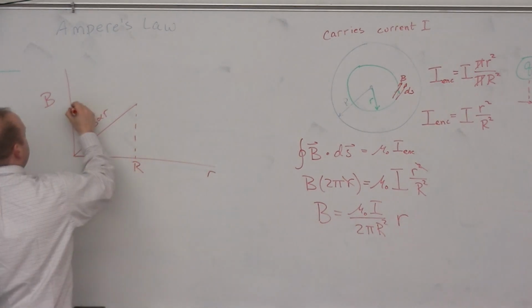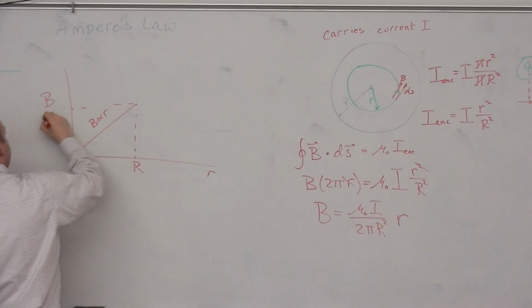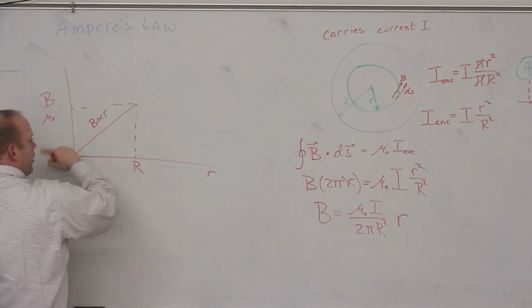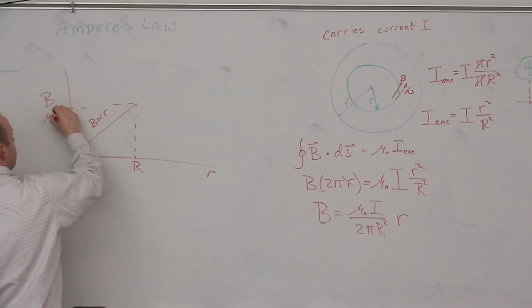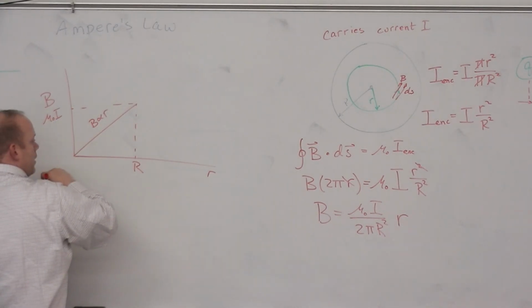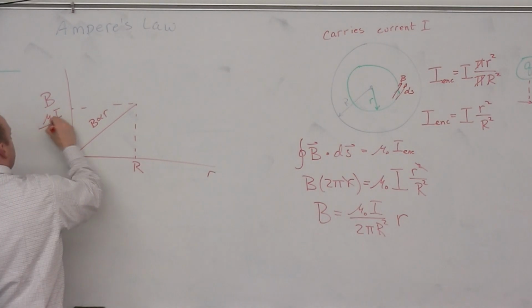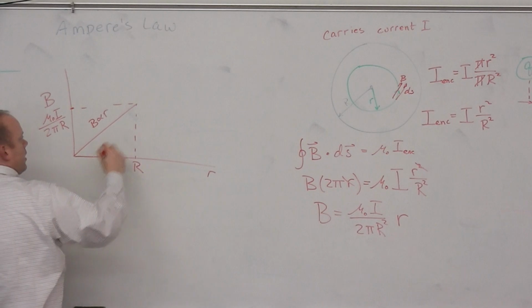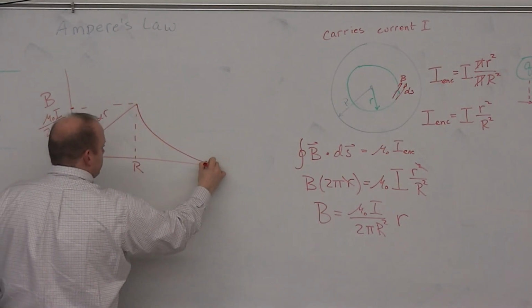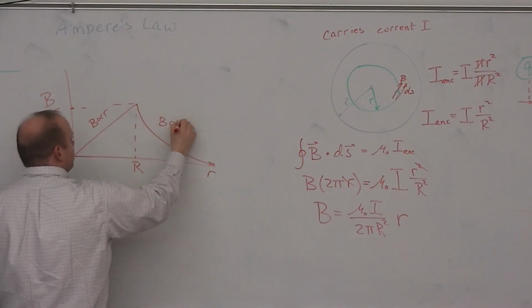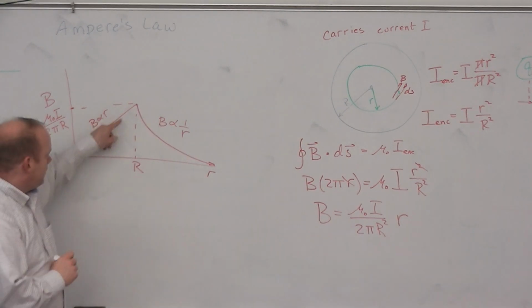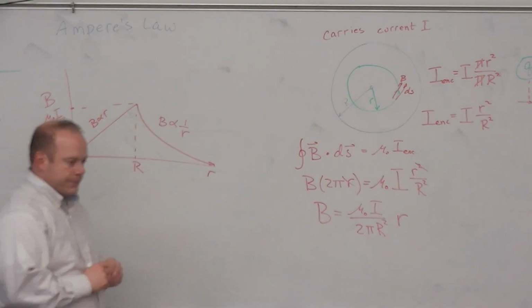In fact, at this point, B would equal mu naught I over 2 pi big R. That's what it would be right there. Then this would drop off, and B is proportional to 1 over R. So this just gives us a picture of what the magnetic field looks like. This is inside the wire, this is outside the wire.